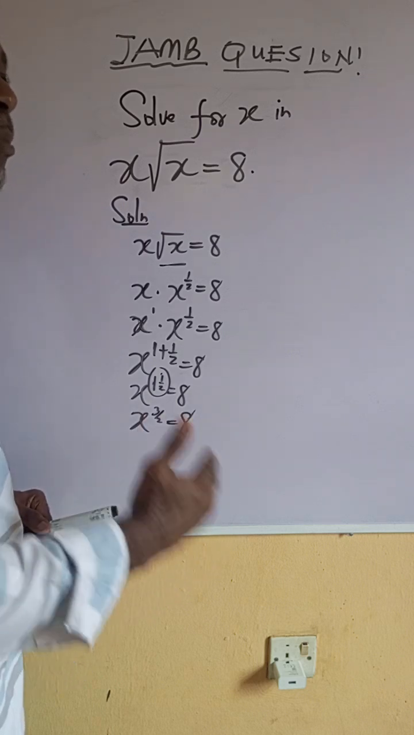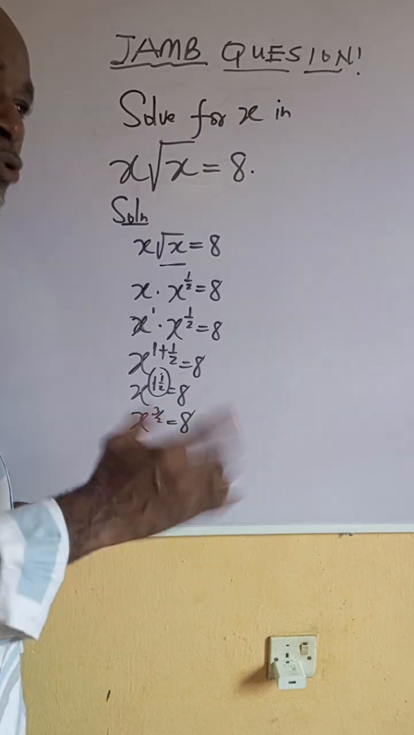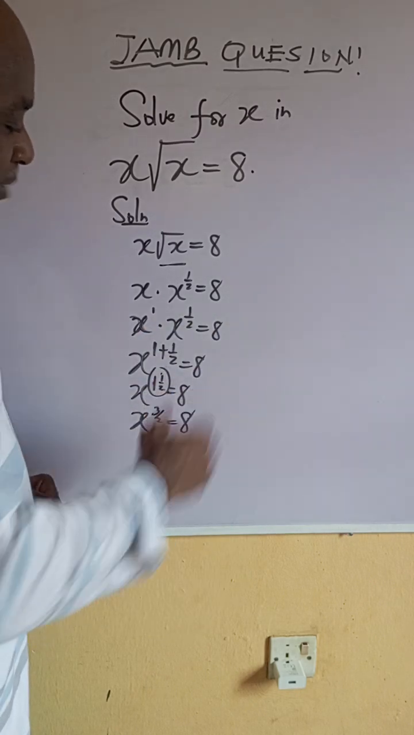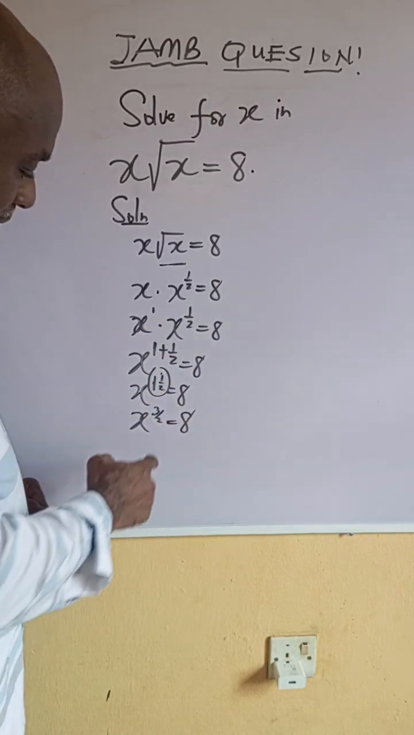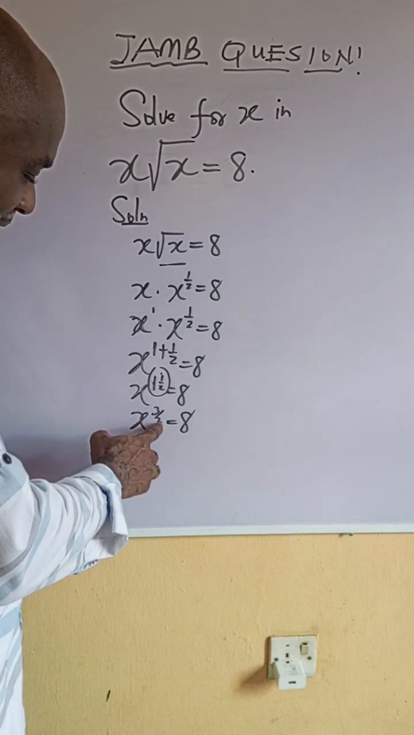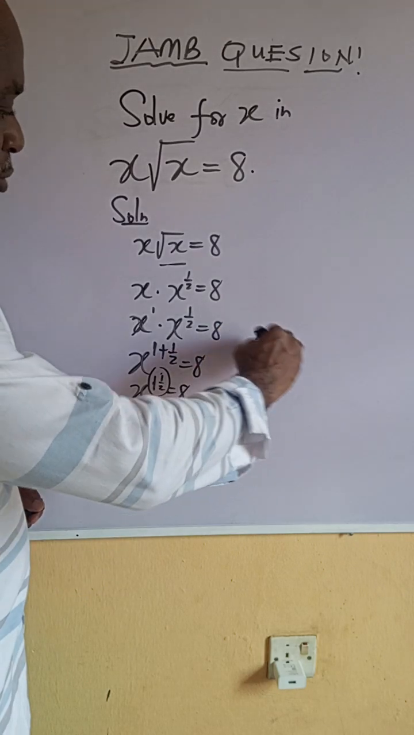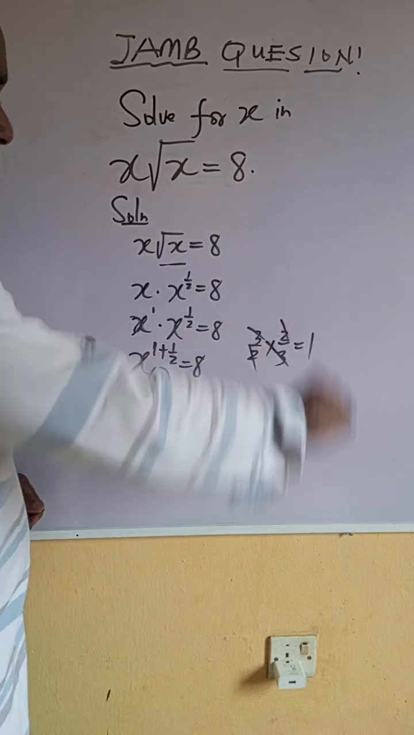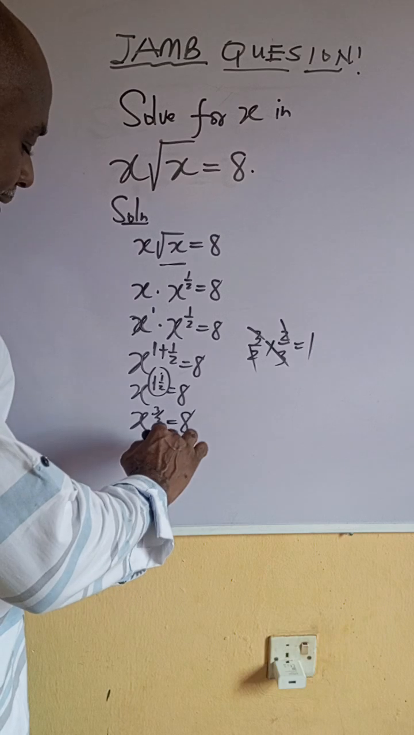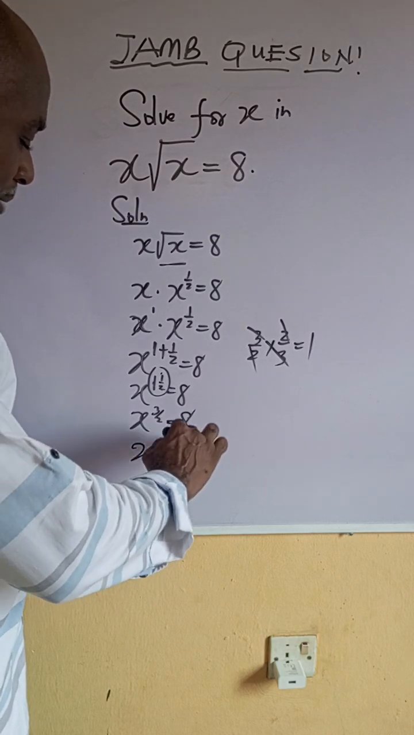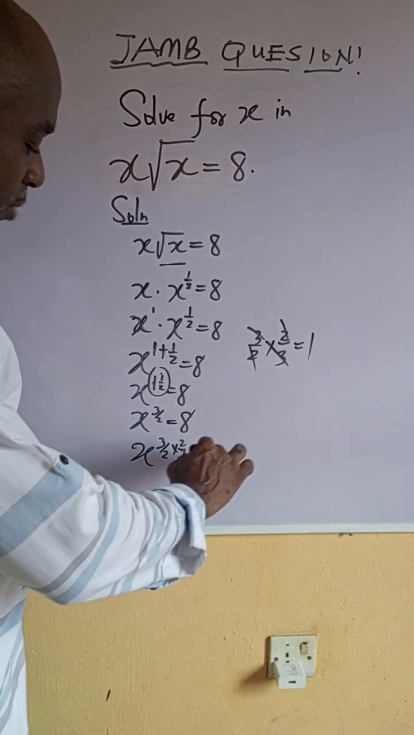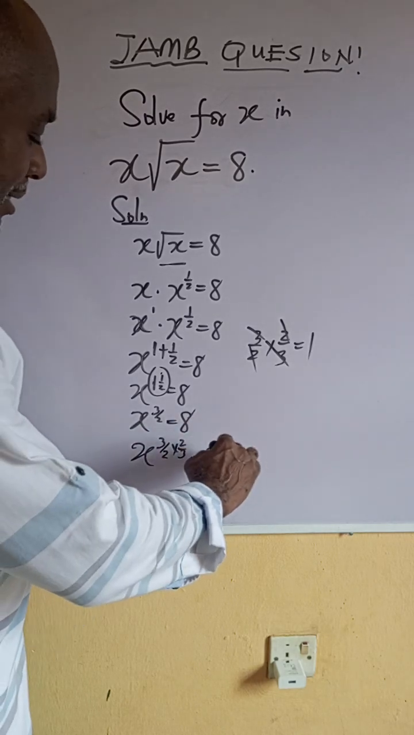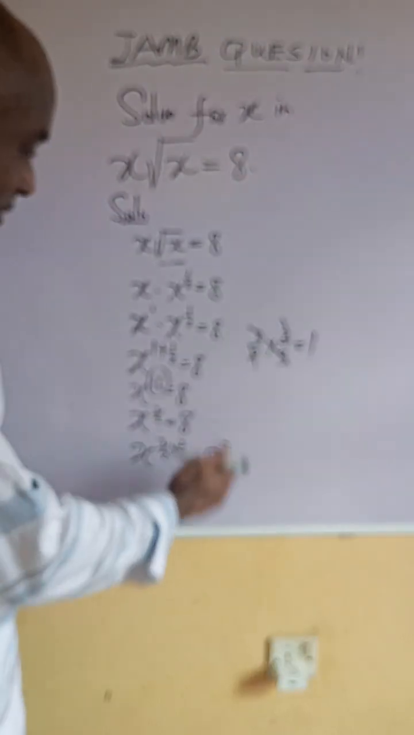In mathematics, multiplicative inverse means any number you can use to multiply a given number so that everything will be equal to 1. The multiplicative inverse of 3 over 2 is 2 over 3. So that 3 goes with 3, 2 goes with 2, everything equal to 1. So applying it here, I have that x raised to the power 3 over 2 multiplied by 2 over 3, all equal to, whatever you did to the left hand side, you also do to the right hand side. So we have 8 raised to the power 2 over 3.